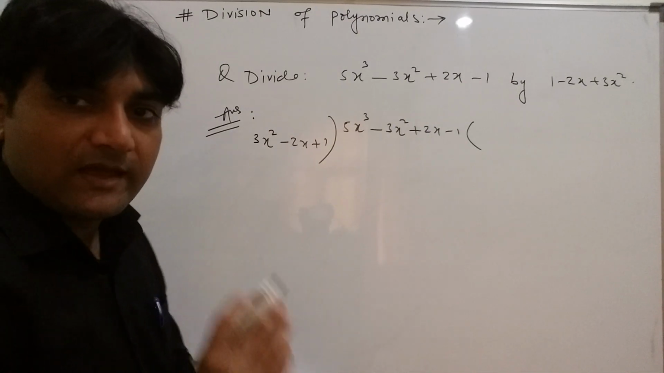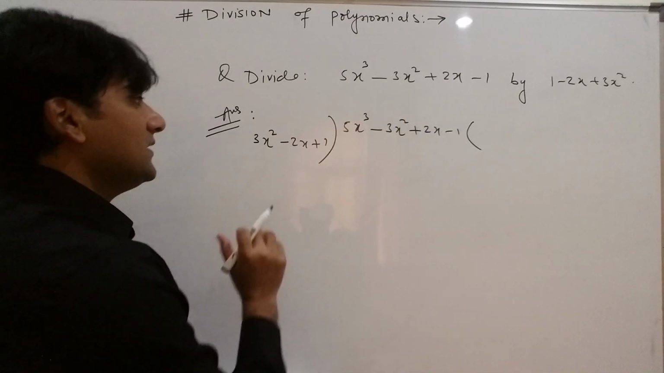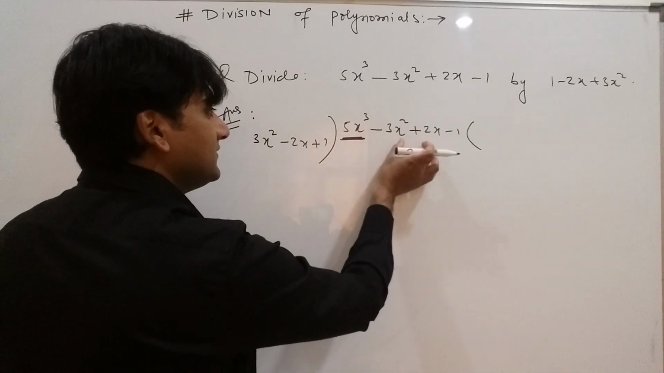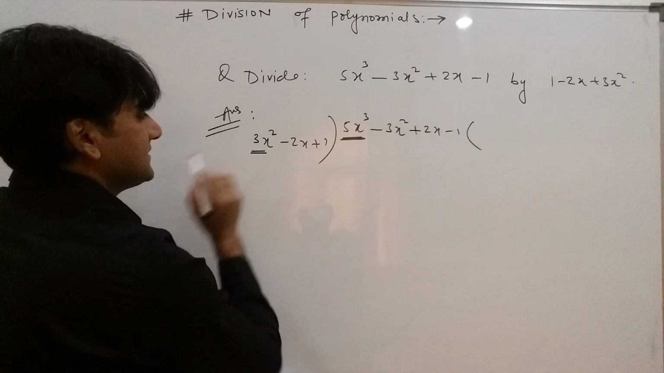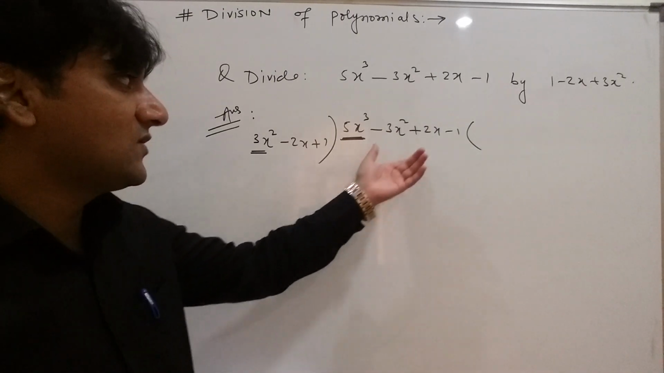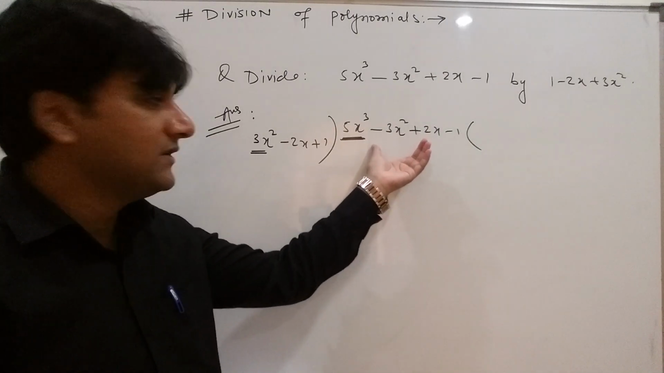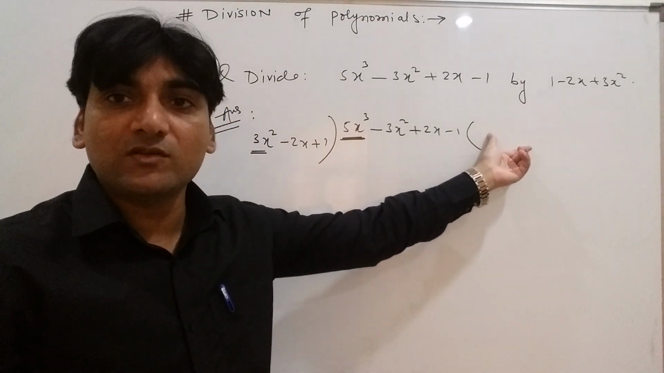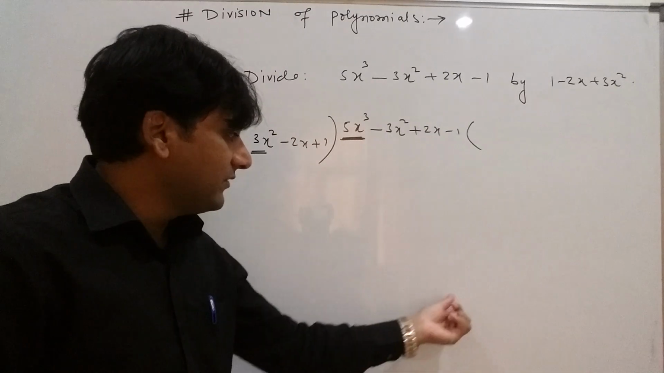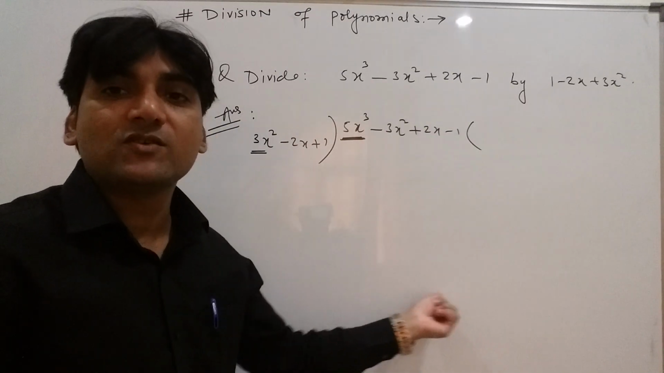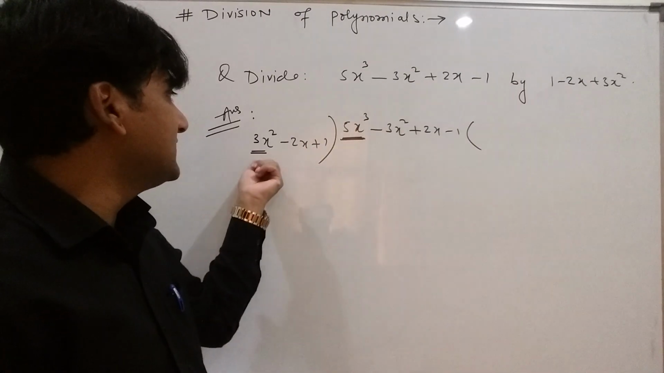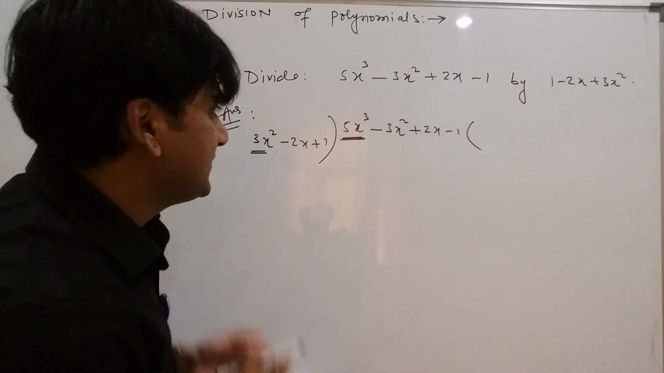Now, how can we divide it? First, we will focus on first term of this and first term of this. By the way, what is it called? This is dividend, this is divisor. Whatever we will get over here, that is called quotient, and whatever we will get over here, that is called remainder. So first term of dividend and first term of divisor we have to check.